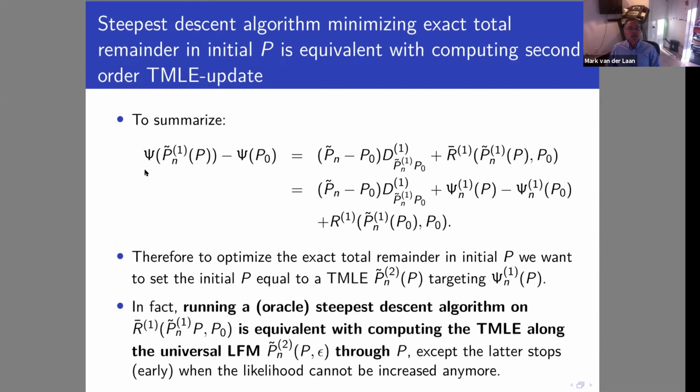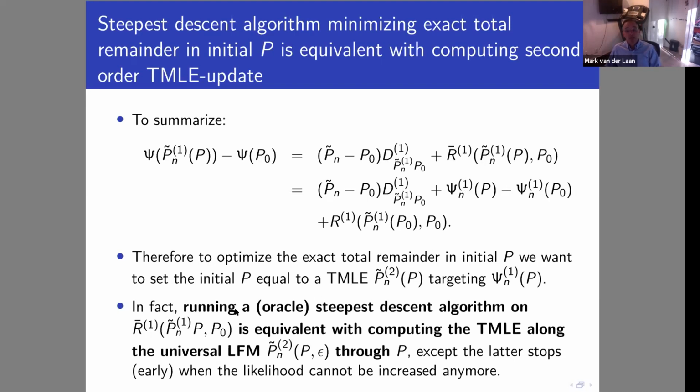So to summarize, when you compute the first order TMLE minus truth, it can be written as an empirical process with the first order influence curve plus an exact total remainder. The exact total remainder equals exactly this new parameter psi n1p minus psi n1p0 plus a perfect remainder. And to optimize the exact total remainder, you therefore want to make this a TMLE.